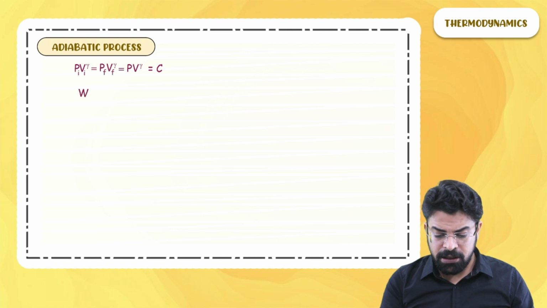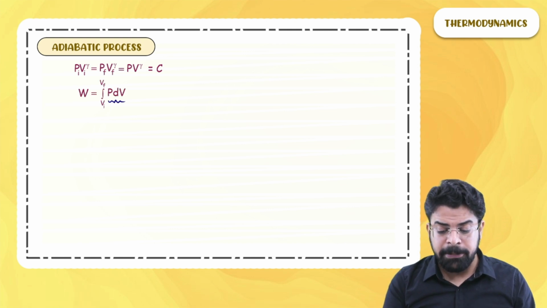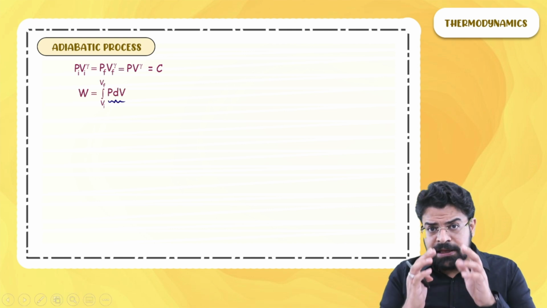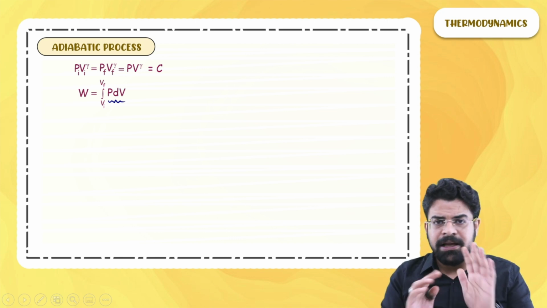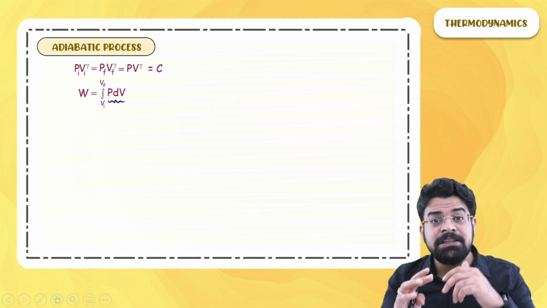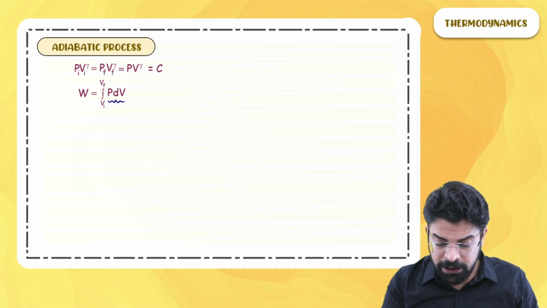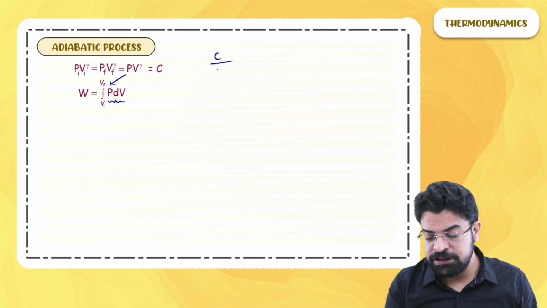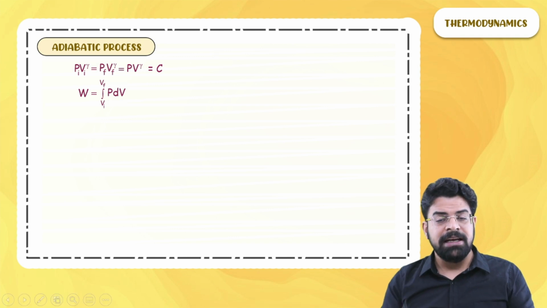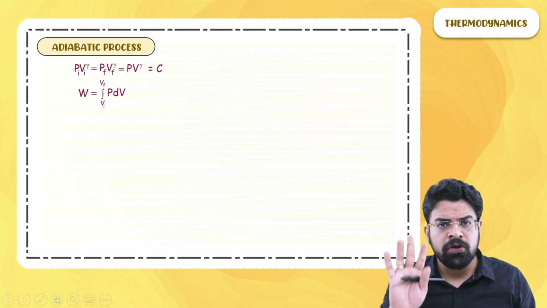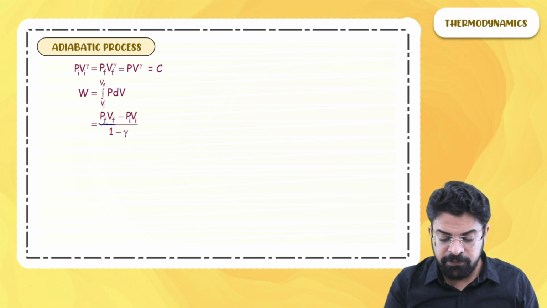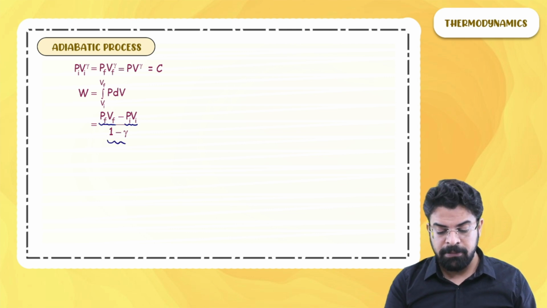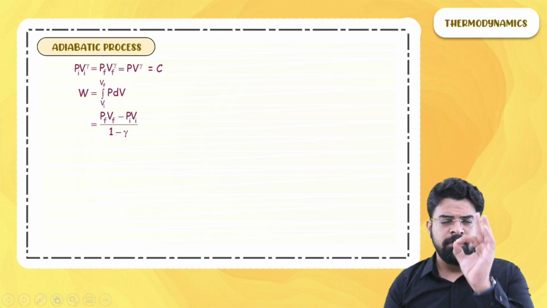Now we know that work done equals the integral of P dV. In case of an isobaric process, pressure was constant, we took it out, right? Here the pressure is not at all constant. The pressure will change with the volume. So here in place of pressure, we substitute C upon V raised to the power of gamma and then integrate and solve, and on solving we get the work done to be equal to P final V final minus P initial V initial upon 1 minus gamma. Keep this particular formula in mind.